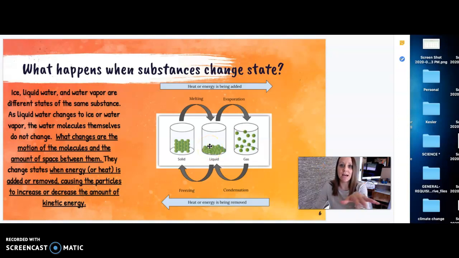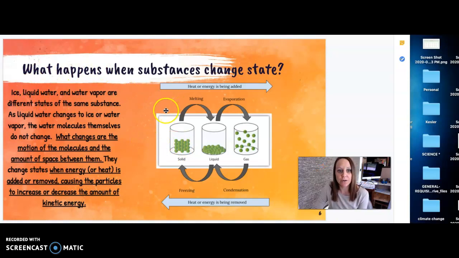You also see this on the top of a pan sometimes when you're boiling water. When the water temperature gets warm enough, some of that water starts evaporating, but then it gets stuck on the top of that pan, and it condenses and forms back into a liquid. And then when we have liquid water, imagine a lake in Minnesota, as we remove enough heat, it gets cold enough to turn into a solid, and it freezes into ice. So that's what happens when substances change state.